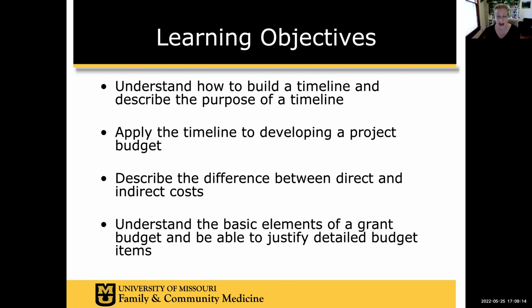So in the learning objectives, I'm going to talk to you about how to build a timeline and what are the purposes of a timeline, why they're so important, and how you use your timeline to develop your budget. And I'm also going to go into direct and indirect costs, even though in the Canadian context it's a little less relevant, is that when you get outside of CIHR funding or NSERC or SSHRC, this actually becomes really important and can sink your project. So I'm going to talk a little bit about what are indirect and direct costs. And then I'm going to go over some things of the basic elements of a grant budget and how you detail it and how you describe it.